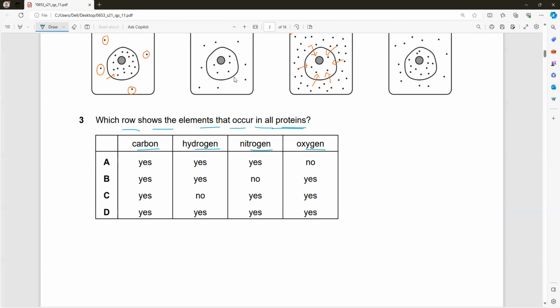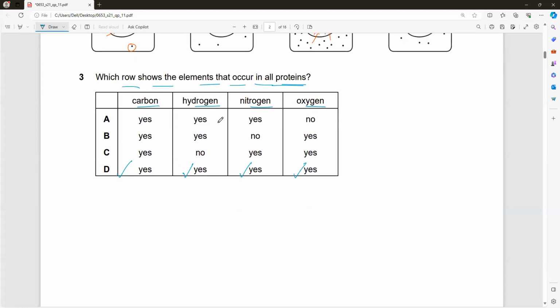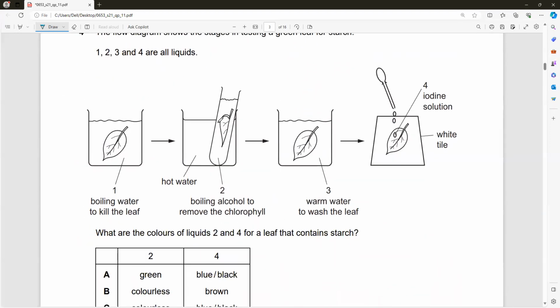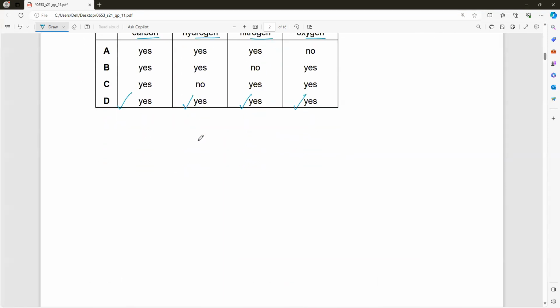Yes, please. Yes, sir. So amino acids contain what? They contain everything. They contain carbon, hydrogen, nitrogen, as well as oxygen. That's what it is. Which row shows the elements that occur in all the proteins? Every protein contains carbon, hydrogen, nitrogen, as well as oxygen. So note it, if you don't know, please remember that. Next.